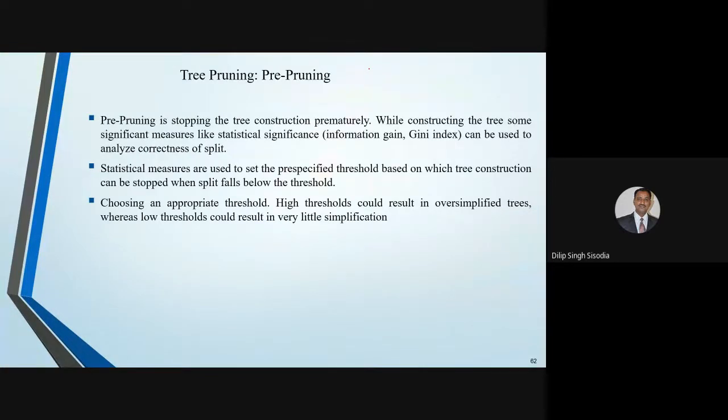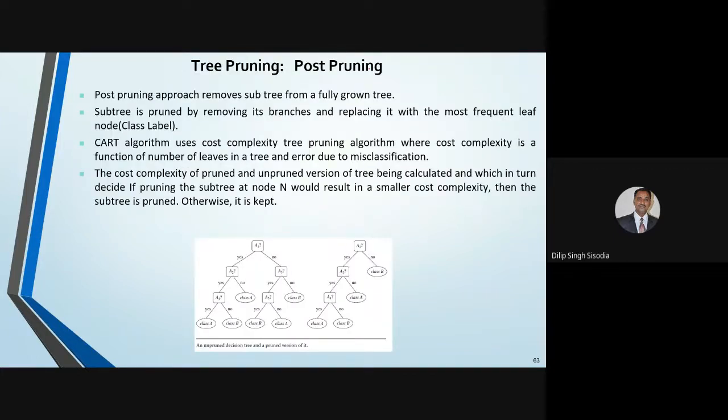So rather than performing this pre-pruning, because we don't know how it will lead, we perform post-pruning. In the post-pruning approach, we remove sub-trees from the fully grown tree. A sub-tree is pruned by removing its branches and replacing it with the most frequent leaf node.